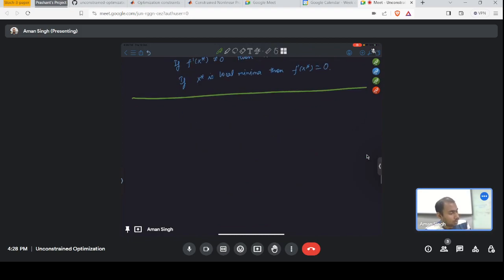Now we already know that f dash x equal to 0 is a necessary condition, but it's not sufficient. How can we say that? Let's say we have a function like this, x fx.